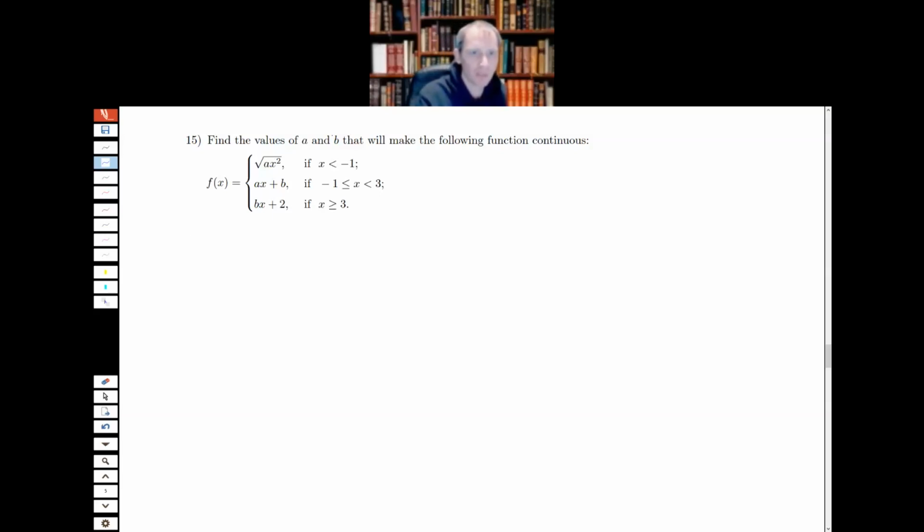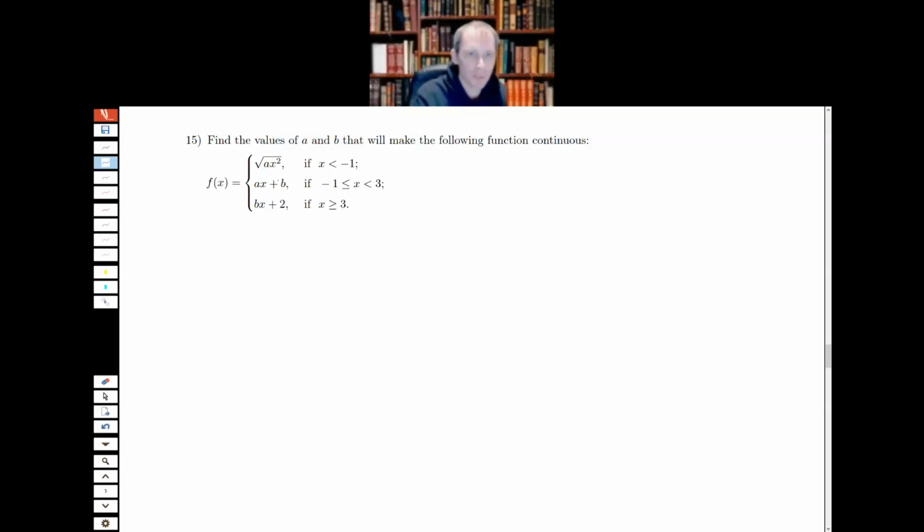All right, so find the values of a and b that will make this function continuous, right? The idea is that for different numbers a and b, my function will look different, and I want to pick the ones that will make everything match up very nicely. If I pick different numbers for a here, this piece might be taller or shorter, right? Here I'm changing the slope and intercept of the line for this piece, and here I'm changing the slope of this line. That's just going to affect where the graph is, and we want to make sure that everything lines up.